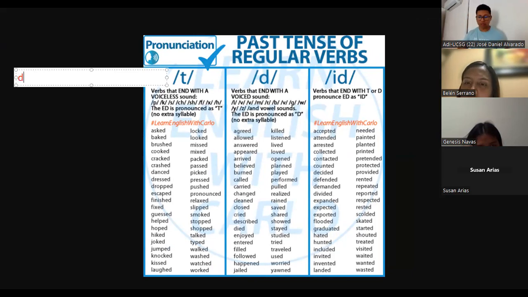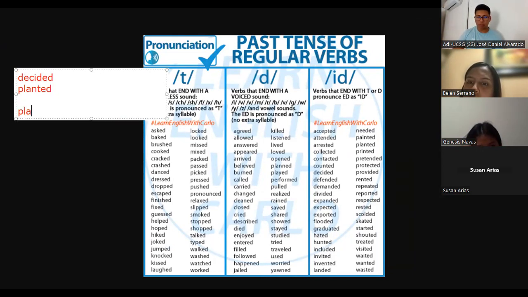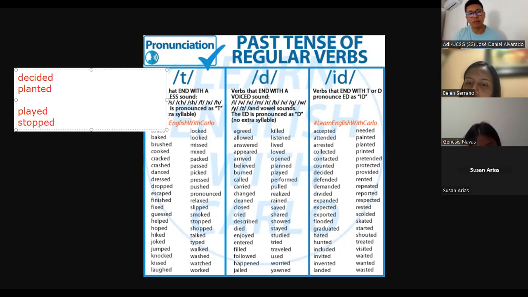Por ejemplo, si tengo el verbo decided, pronuncio la e, decided. If I have the verb, for example, planted, I say planted. Pero si tengo, por ejemplo, played, no pronuncio la e. ¿Por qué? Porque anterior a la ed no hay ni t ni d. Played. If I have, for example, stopped, así mismo, no pronuncio la e because there is no t or d. Okay? That is a general rule. Solamente pronuncio la e de la ed cuando hay una d o una t antes, como por ejemplo en decided, planted, etc.